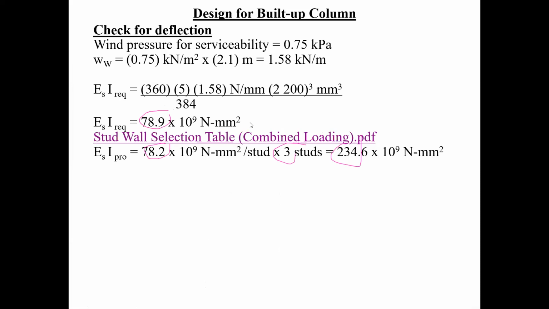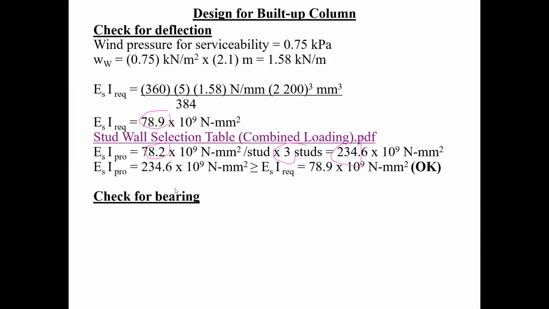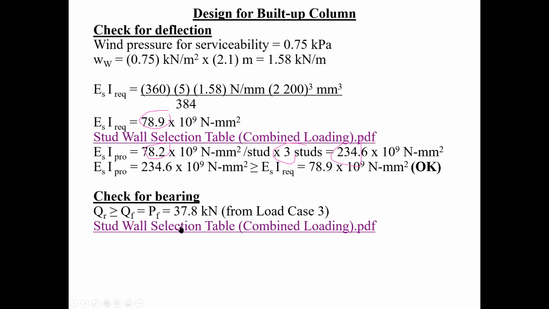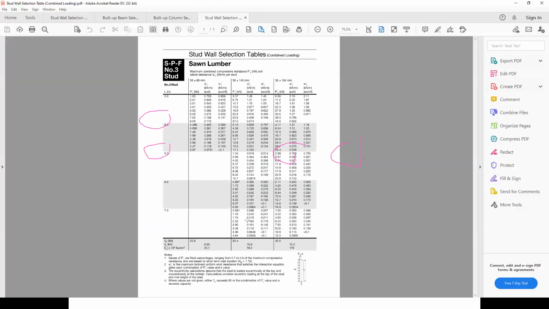And as far as the bearing goes, well, this is where you have to check the bearing, okay? So basically, QR has to be greater than QF, and of course, from load case number 3. Now, go back to here, okay? I don't have to do anything here. All I have to do is come here and look for my QR value per stud. Okay, I have 32.4 kilonewtons. This is per stud, okay? See, it says it here, per stud.